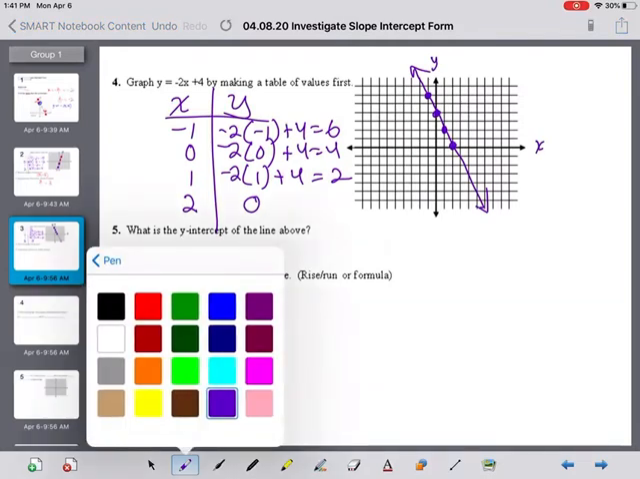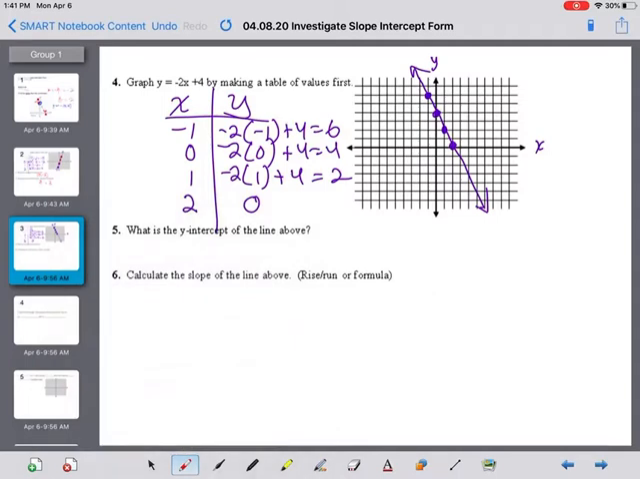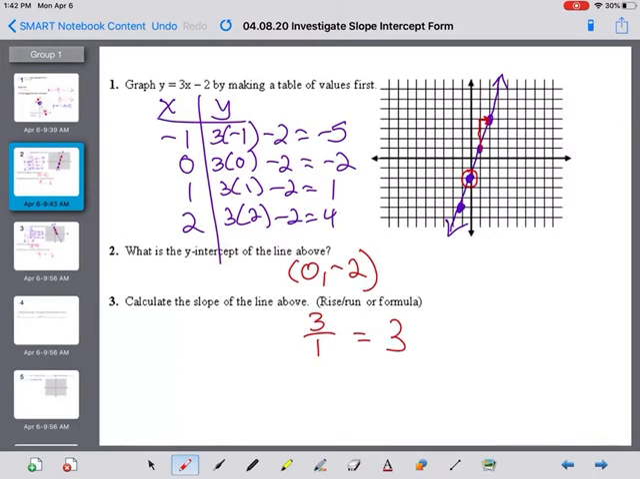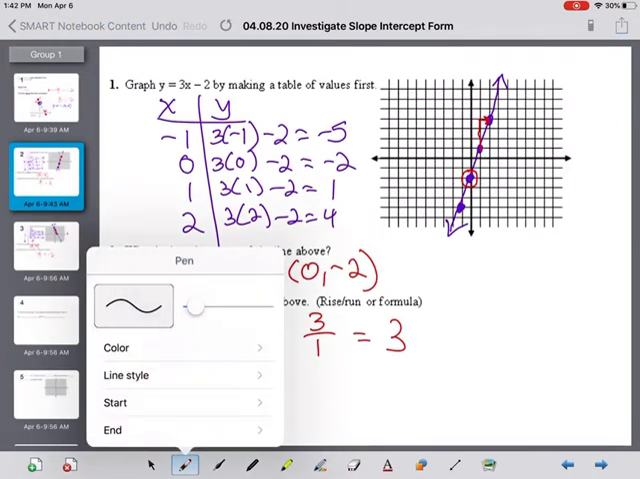All right, and then let's find the y-intercept. So we'll circle that. There it is. So the y-intercept is (0, 4). And the slope, down 2, right 1, -2/1. So now, based on these, what did you notice? The answers to the y-intercept and the slope connect to the equation. So what did you notice?